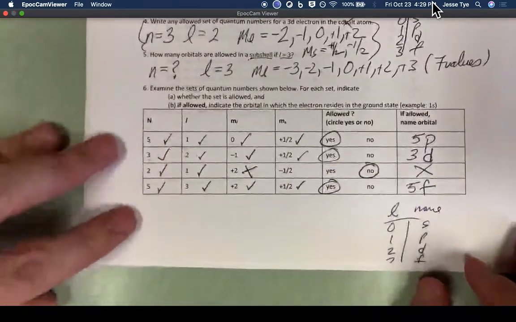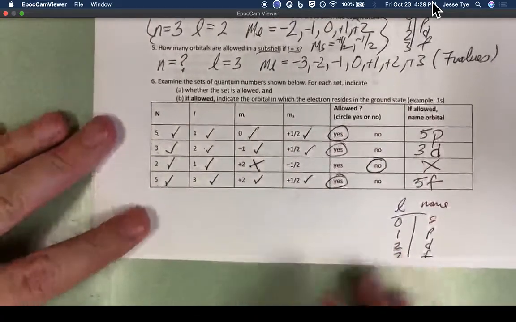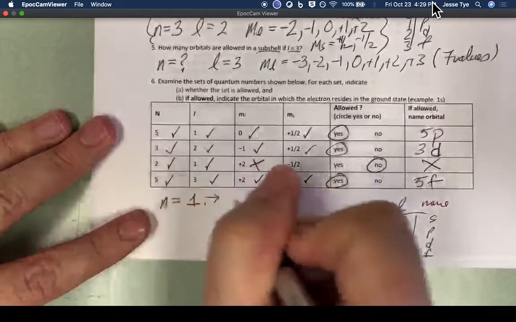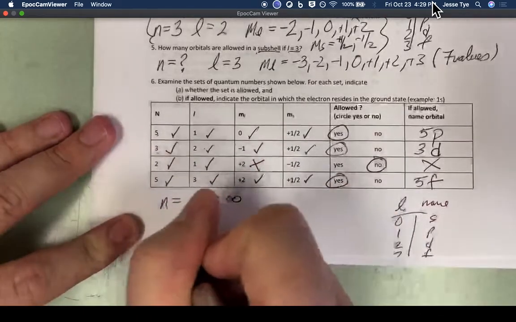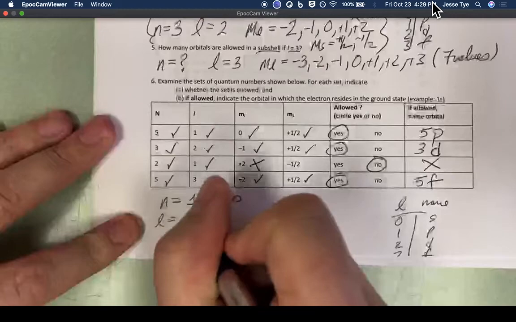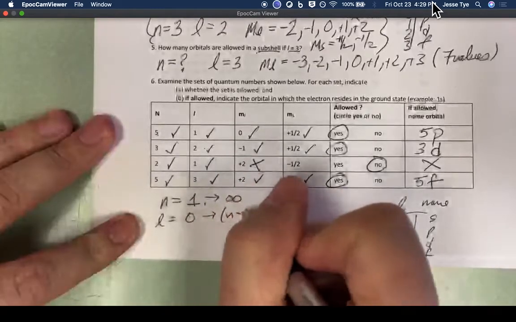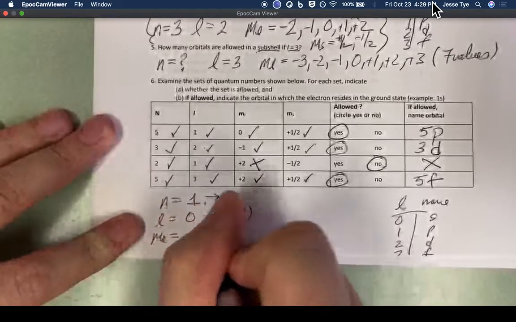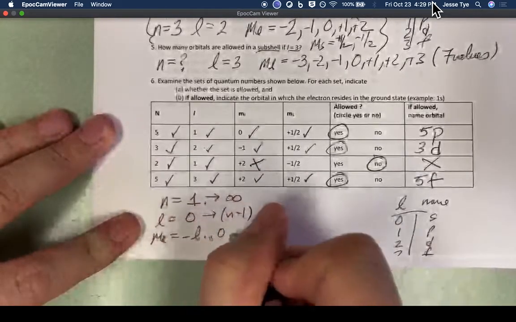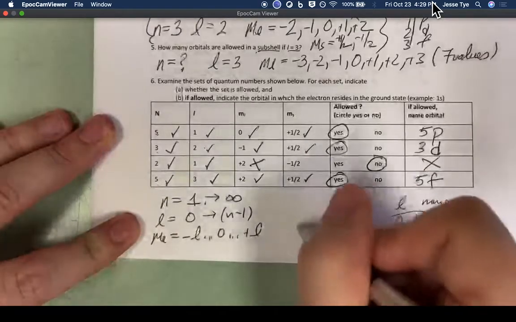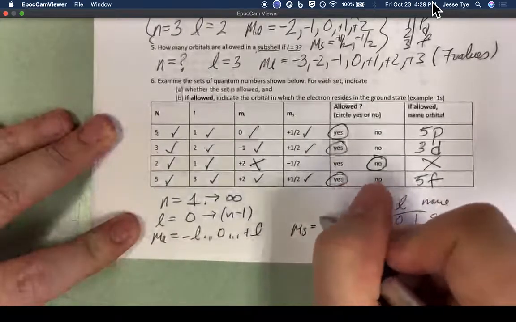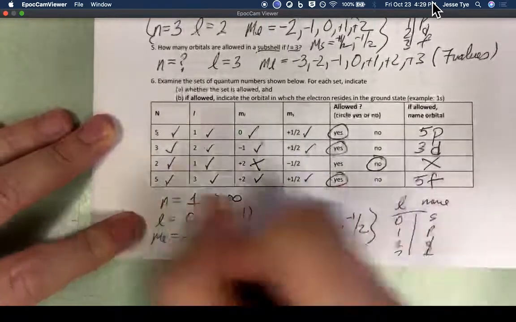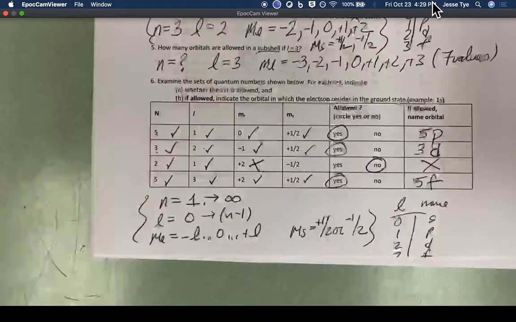And I'll just write them out here one more time so that you have them. So n is equal to, from 1 to infinity, any integer. L goes from 0 to n minus 1. M sub L is equal to minus L through 0 up to plus L, and then M sub S is equal to plus 1/2 or minus 1/2. Okay, these are the rules that I was using as I was saying whether those are okay or not.